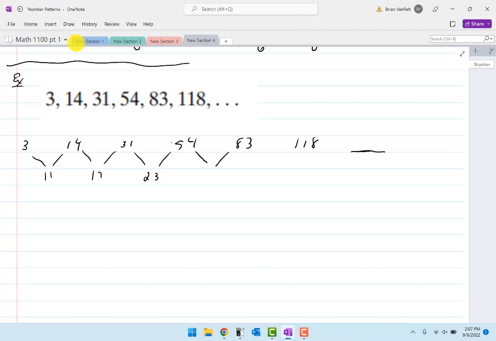Here, let's check the next one. 83 minus 54 indeed is 29. So then the next one should be 35, and it is, and the next one after that should be 41. And that means if I take 118 plus 41, I end up with 159.